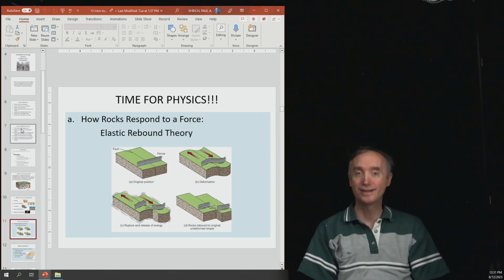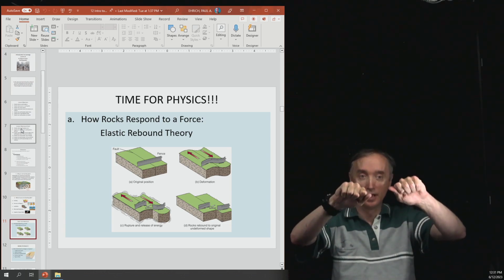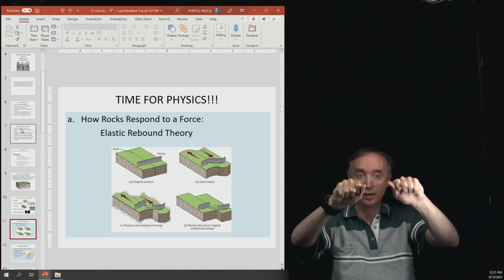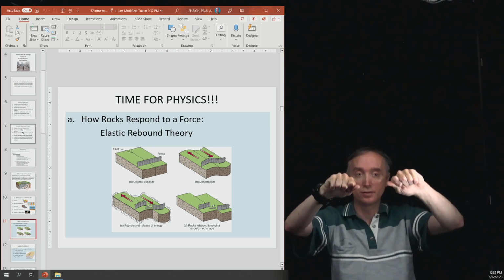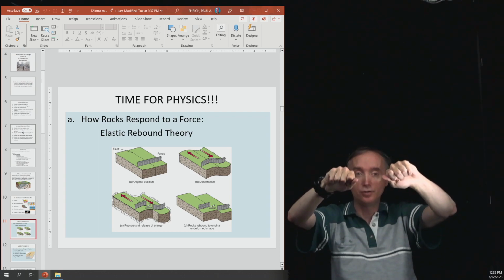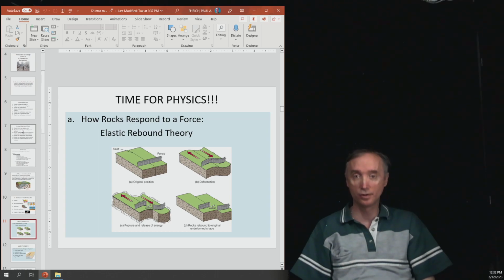You should know about the elastic rebound theory. This is very simple. If you take a pencil and you start to apply a force to it, at first it's going to start to bend. If you relieve that force, then the pencil is going to return back to its original shape. But if you continue to apply force to it, eventually it's going to break. And when it breaks, it's going to release energy in the form of an earthquake.